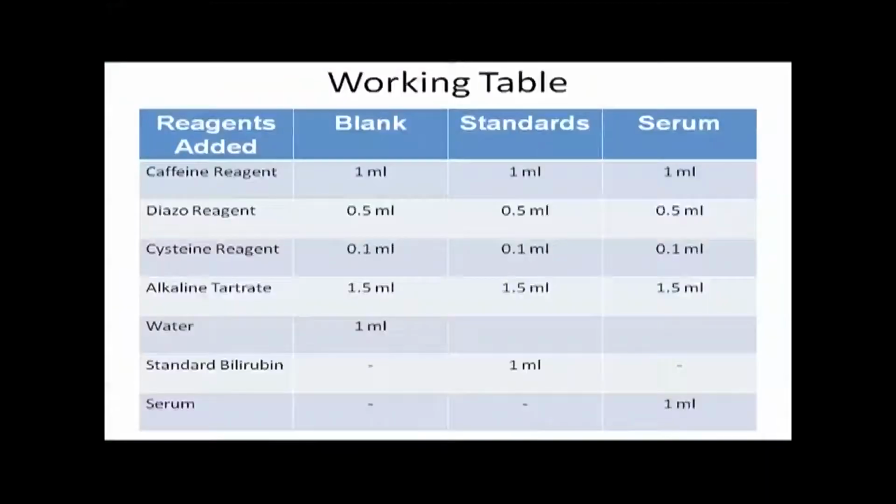Now, by subtracting the value of direct bilirubin from the total bilirubin, you will have the idea about the indirect bilirubin content, and from there you can assess whether this is post-hepatic, hepatic or pre-hepatic type of jaundice. Now, by following this particular working table, the bilirubin tests are done. You know that cysteine reagent actually helps to stop the reaction.